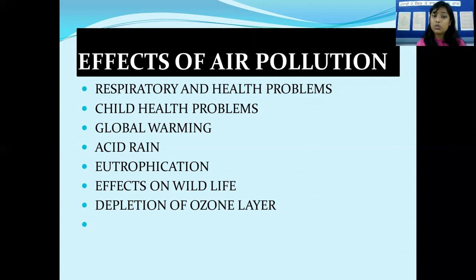Now it is causing eutrophication. Eutrophication is the excessive growth of algae. You must have seen that a few ponds are covered with green algae, right? That process is eutrophication. Now, when the algae grows on the top of the pond, it doesn't let the sunlight fall into the depth of the water.